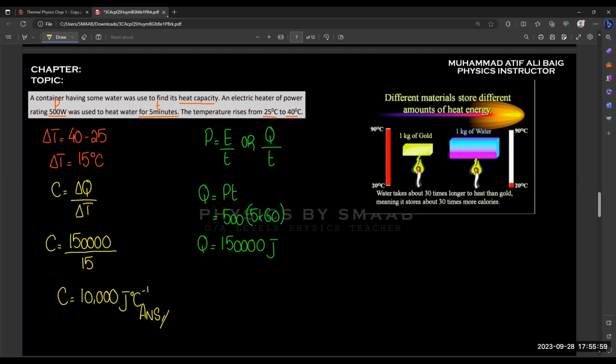Sir, what is the SI unit of calories? Does it even have a unit? No, calorie is itself a unit, but we are not using it in our syllabus. That is not included, and that is not an SI unit. So that's why we are not using that in our syllabus or in our thermal section.